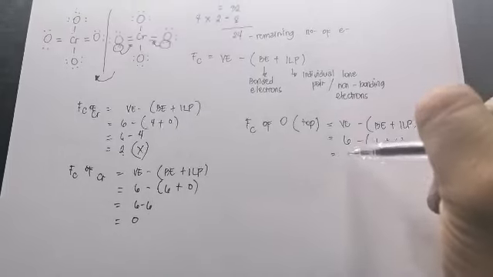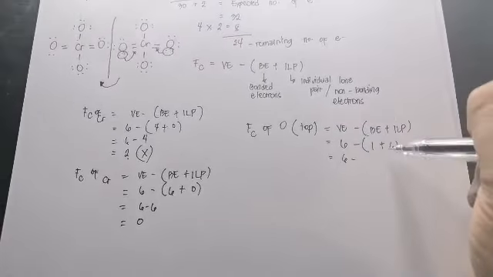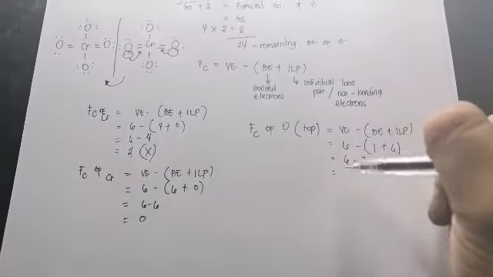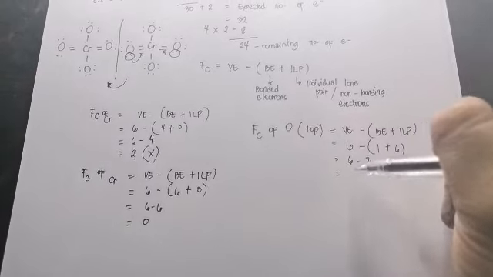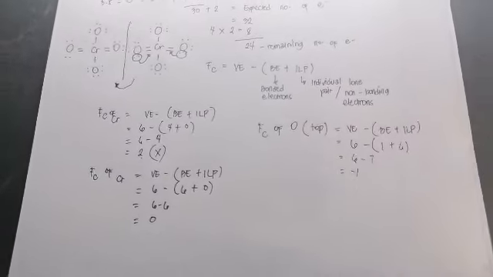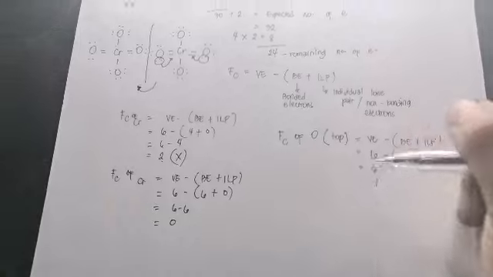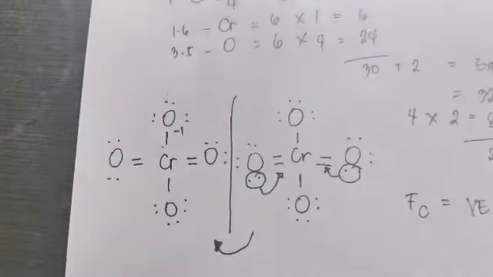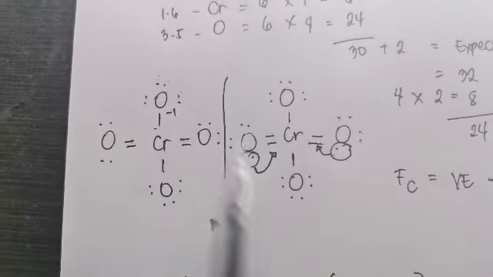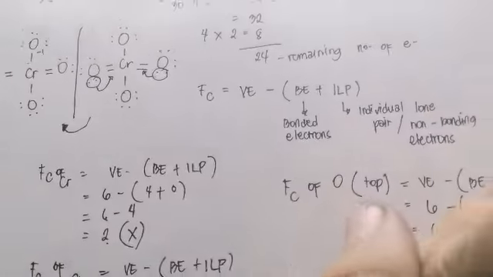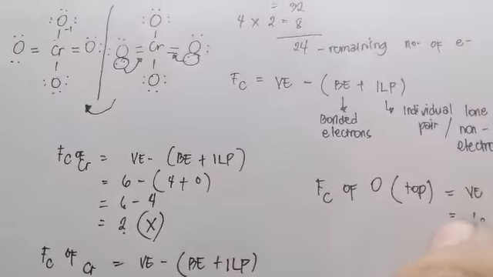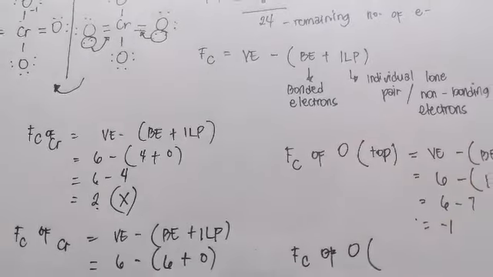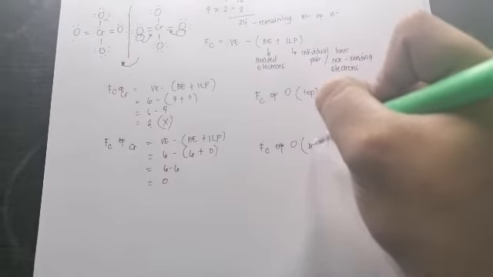So, do the operation. 1 plus 6, you have 7. So, 6 minus 7, you have negative 1. Okay, so yan na po yung charge. Kailangan mong ilagay si negative 1. Now, let's proceed to the formal charge of oxygen. Kung may top, meron dapat tayong bottom.